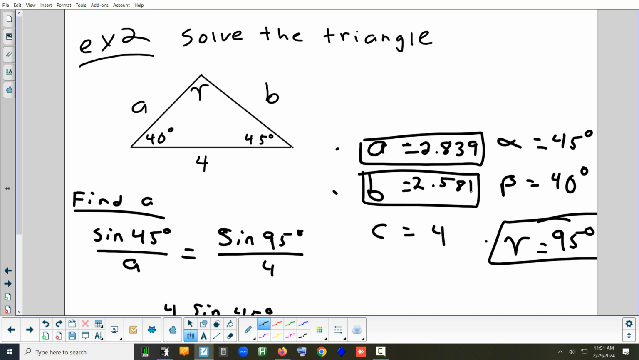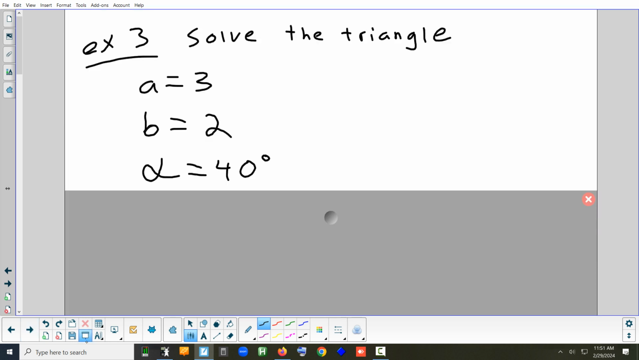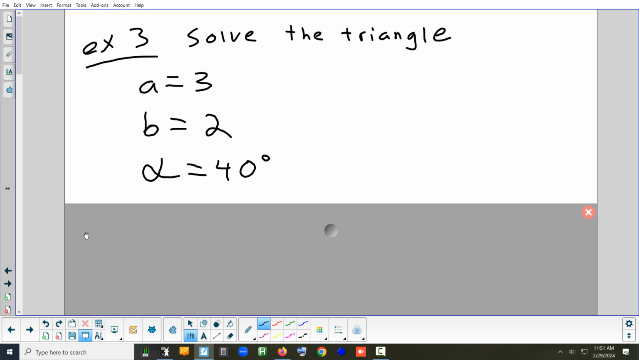Now, in both of those problems, they started you off with 2 angles. In this problem, they're starting you off with 1 angle. This one is a little different. You can't just add 2 angles together and subtract from 180 this time, because you don't have 2 angles. Let's draw it and see what it looks like.